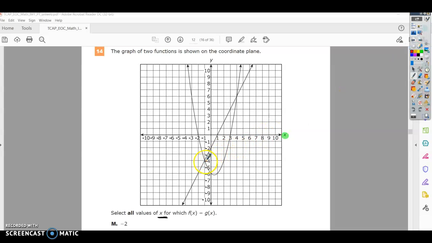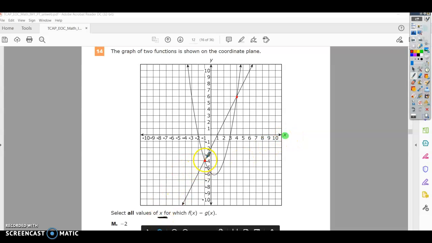That means they have a point in common. So this line and this curve cross here, which means they have a point in common, and here. Since the line and the parabola cross in two spots, that means I should have two solutions. So again, it says what is the x value?